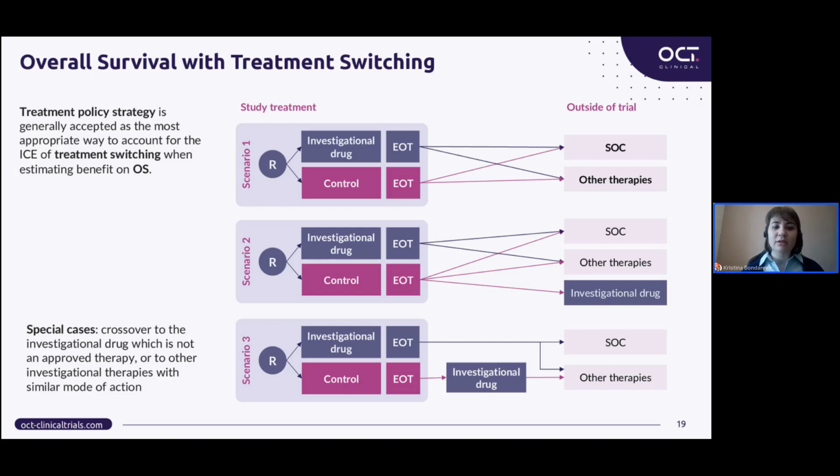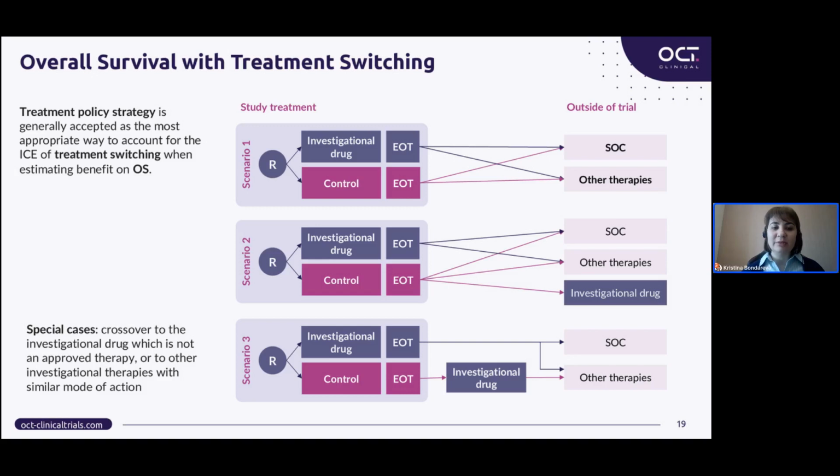When speaking about estimating treatment effect on overall survival in presence of treatment switching, several different scenarios can be considered. In the first picture, patients in both test and control group can switch to a subsequent therapy in line with the clinical practice. The clinical question would be, what is the benefit on overall survival of the study drug followed by any subsequent therapy compared to control followed also by any subsequent therapy?